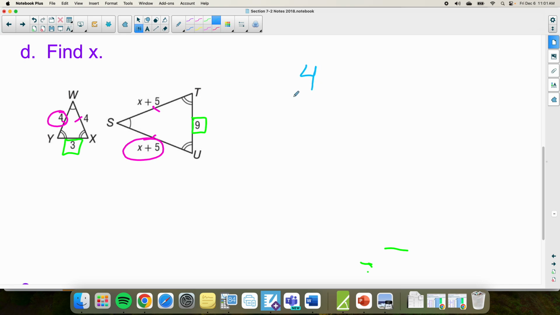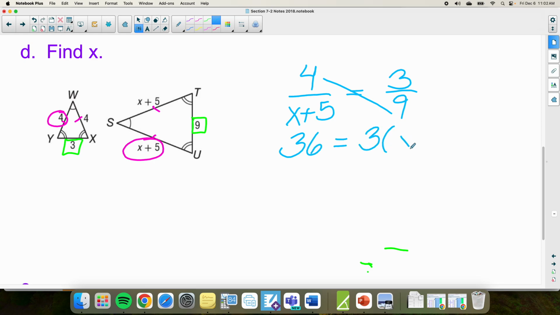So I'm going to go 4 over x plus 5 equals green over green. So 3 over 9. You also could have stayed in the same triangle and went pink over green equals pink over green. That would be fine too. Now we're going to cross multiply. 4 times 9 is 36, and that equals 3 times x plus 5.